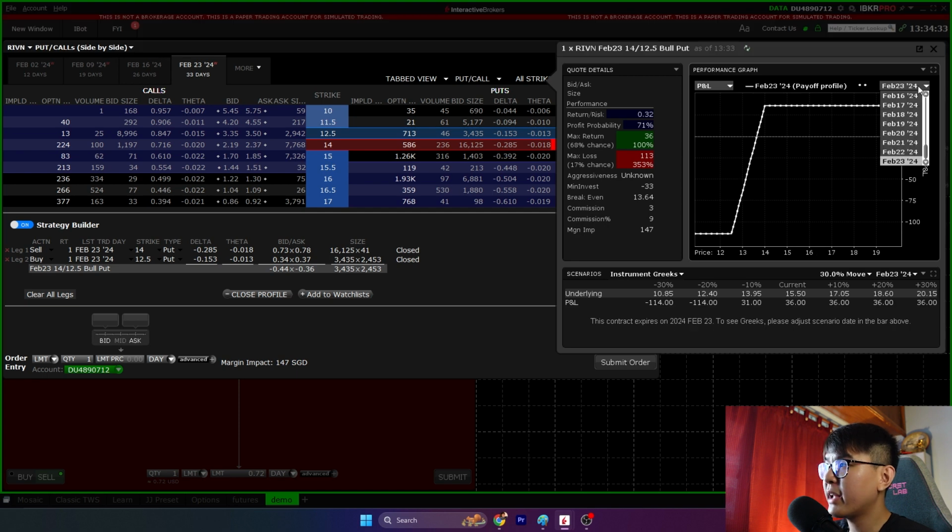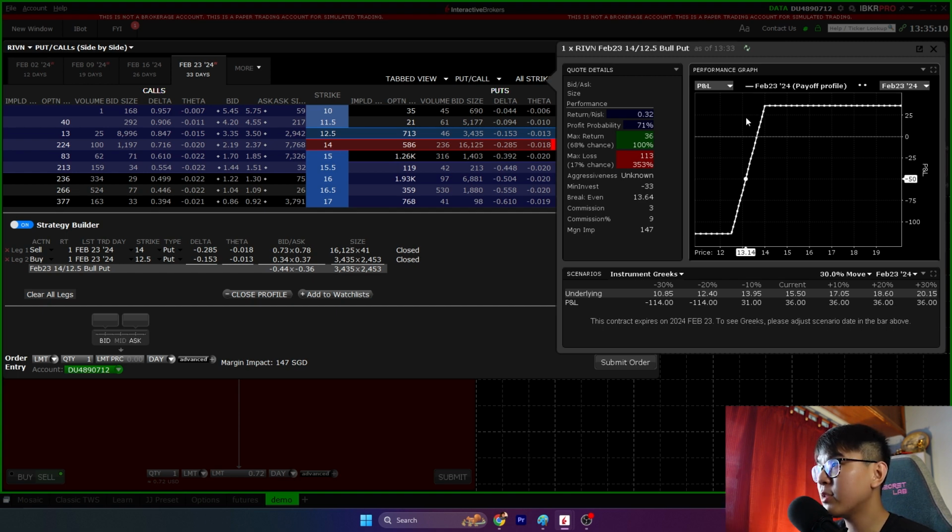This is the performance graph I can see here. You can choose it on different days. You can choose it on February 23rd, which is the day it will expire worthless. If the price of Rivian is above $14, as you can see here, you'll earn a maximum of $36. But if it is, let's say, $13.70, you can see that my profit on the right hand P&L would change. If the price of Rivian on the 23rd of February is $13.79, I'll only earn a total of $14.70.